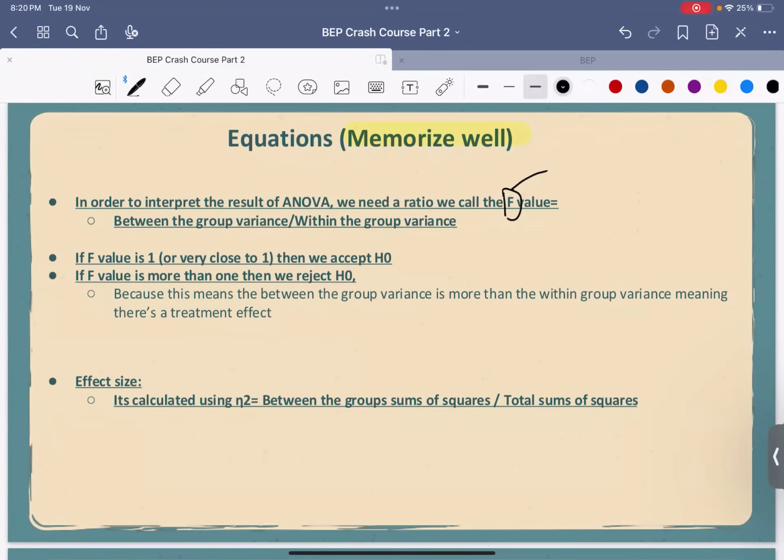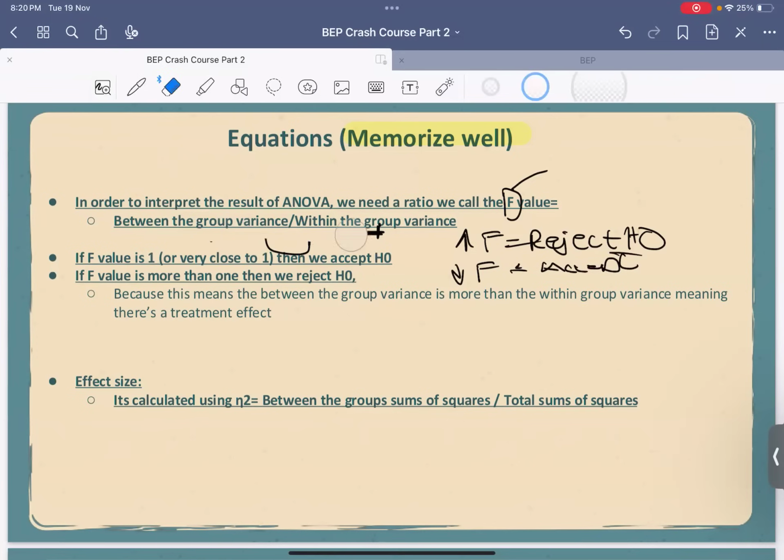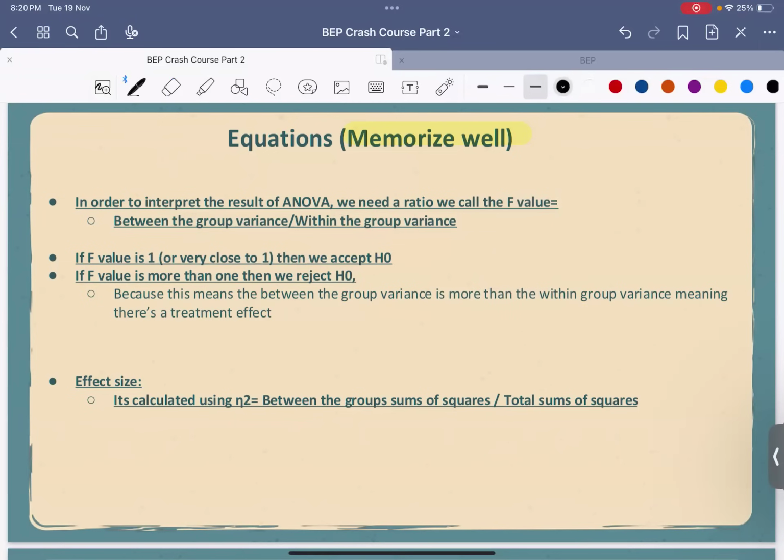It's a ratio. Okay? So ratio is the same as percentage, right? It's the ratio between the group variance and within the group variance. If the between the group variance is much higher than the within the group variance, then we reject H0. So if we have a high F, we reject H0. If you have a low F, it means that there's no difference between these two, and so we accept H0. I hope you guys are comfortable by now with what's H0, what's H1, and so on.